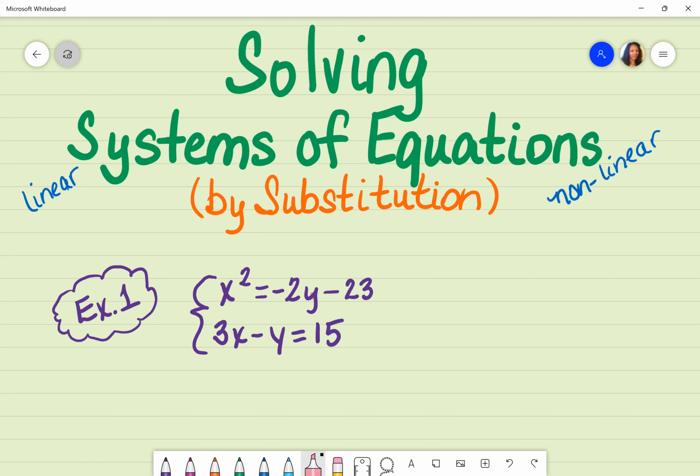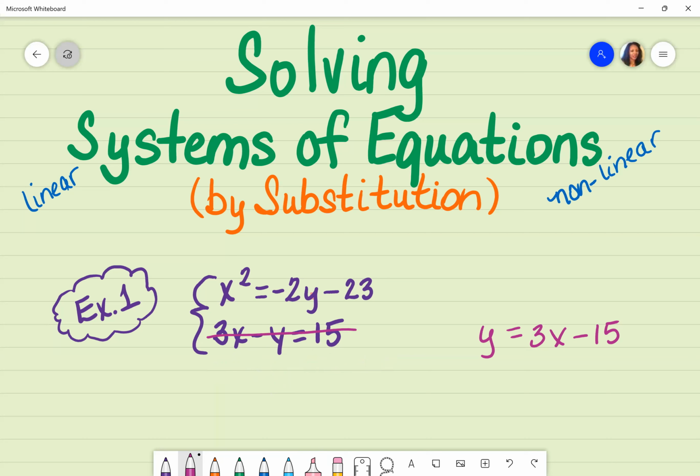So what I mean by isolating, I'm going to rewrite the second equation by adding y on both sides. So y is by itself and it's positive. So what that's going to look like over to the side is y is equal to, and then I'm going to subtract that 15 on both sides. And I already have a 3x over there. So 3x minus 15. So I just basically rewrote the equation. So that's what I'm working with instead of working with what's shown over here.